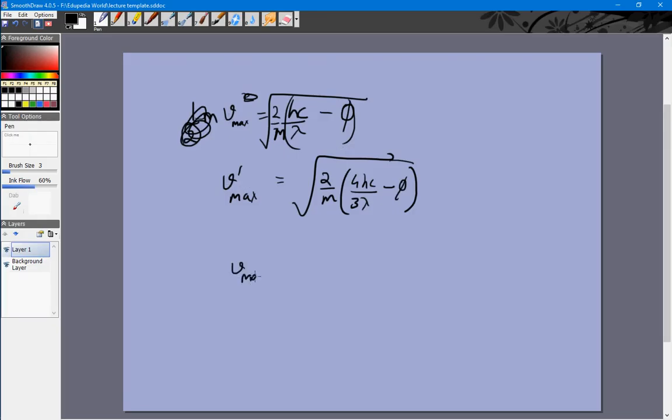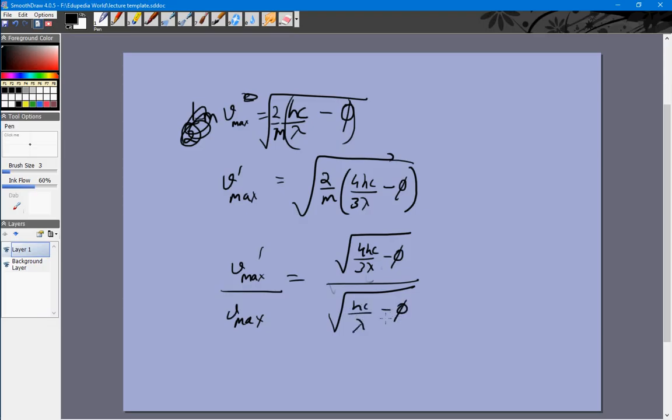We can easily solve 4hc/λ − φ over 3φ, divided by root of 4hc/3λ, divided by hc/λ − φ. We can see that this is equal to root 4 by, we take root 3 and everything else will be the same. In this, the numerator is shorter than in this case, because we subtracted an extra 1/3 φ to make these equal. So if this value is smaller, obviously Vmax dash by Vmax will be greater than root of 4 by 3. This was just a tricky way to compare.